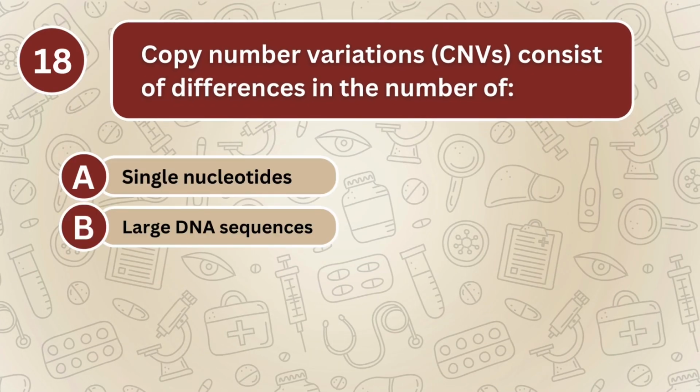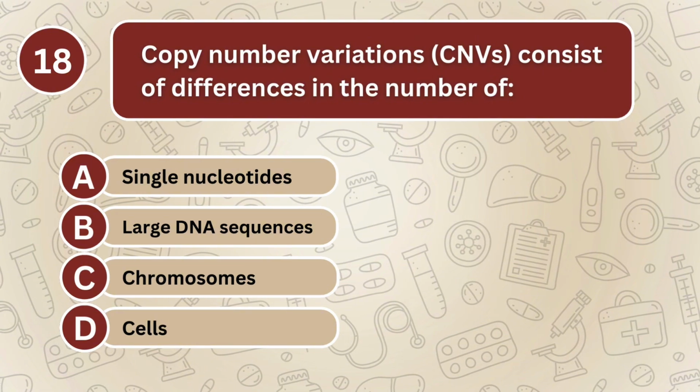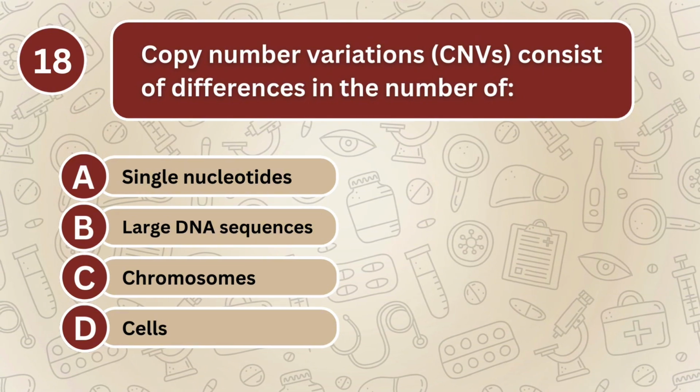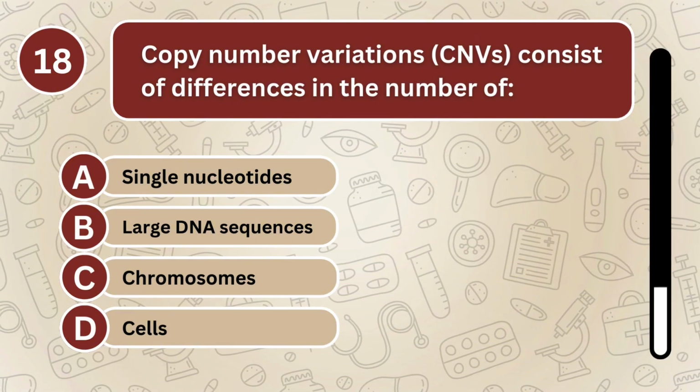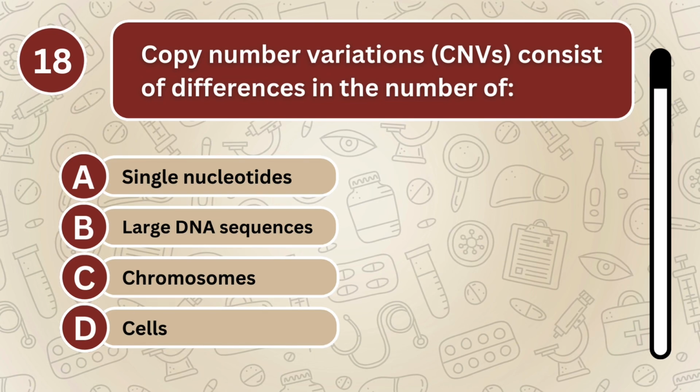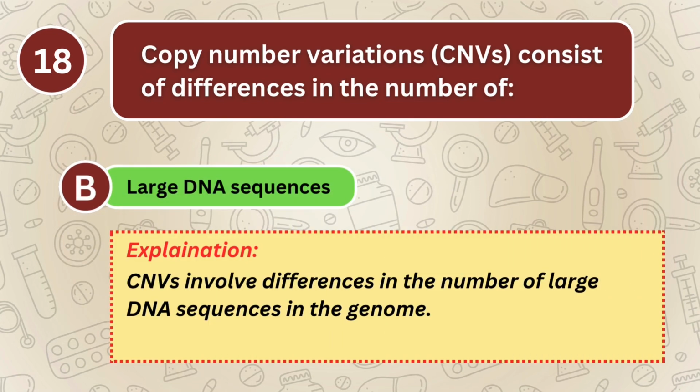Copy number variations consist of differences in the number of A. single nucleotides, B. large DNA sequences, C. chromosomes, or D. cells. Correct answer is B, large DNA sequences.